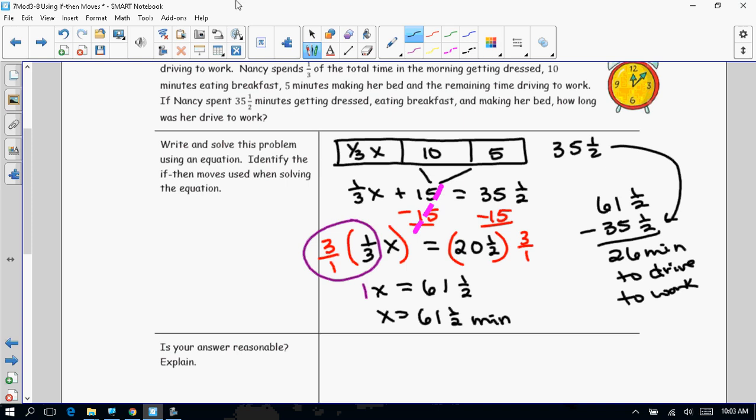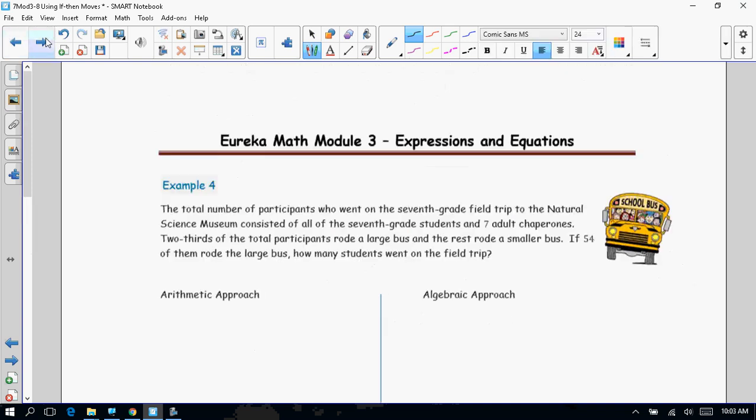It's pretty reasonable. All right, page 62. I want to get through this lesson. The total number of participants who went on the 7th grade field trip to the Natural Science Museum consisted of all of the 7th grade students and 7 adult chaperones. 2/3 of the participants rode a large bus, while the rest rode a smaller bus. If 54 of them rode the large bus, how many students went on the field trip?